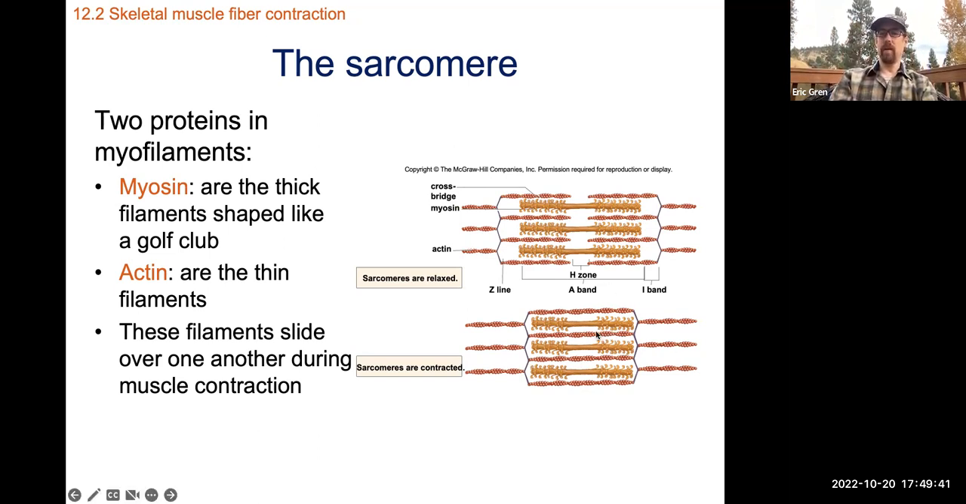And notice that the actin filaments from the right side and the actin filaments on the left kind of bump into each other. So there's kind of a maximum contraction. There's a limit to how short you can shorten the sarcomere. At a certain point, the actin filaments on one side are going to interfere with the actin filaments on the other side, okay? And then at that point, the sarcomere is going to stop contracting, okay? All right.